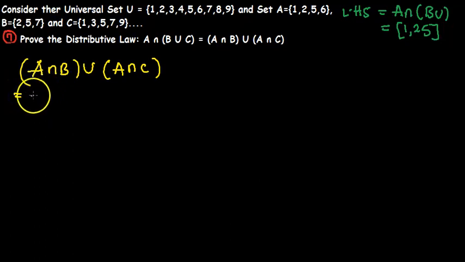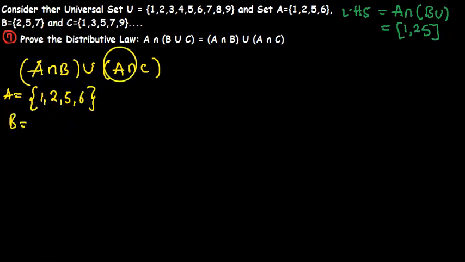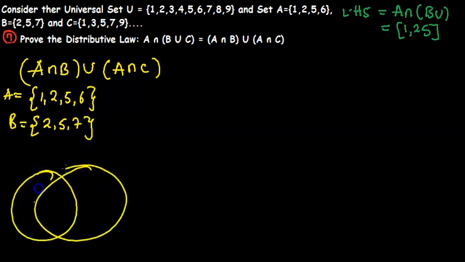And we know that our A, the elements of A, are 1, 2, 5, and 6. What about B? The elements of B are going to be 2, 5, and 7. Let's take an example. This is A and this is B.